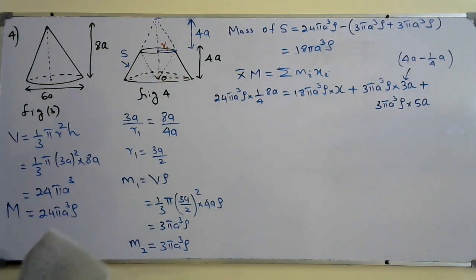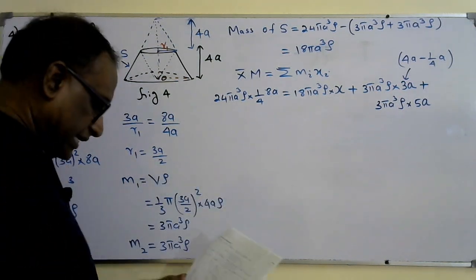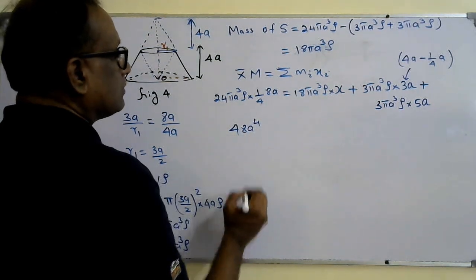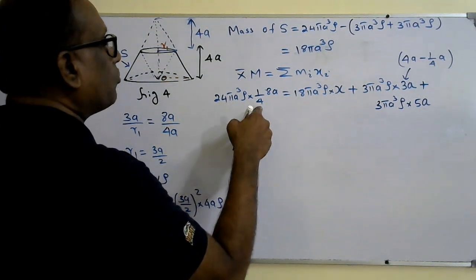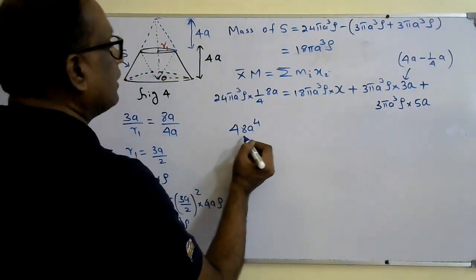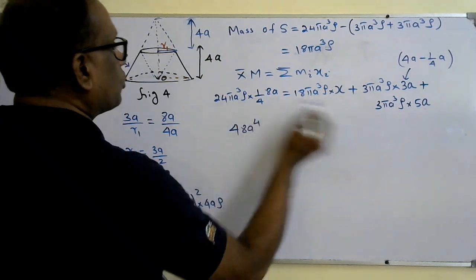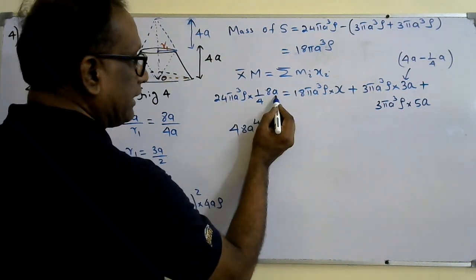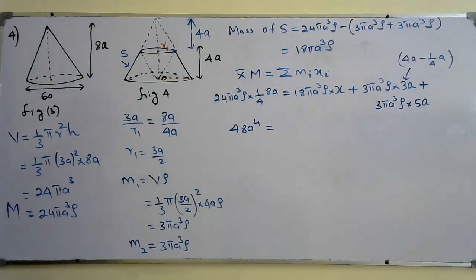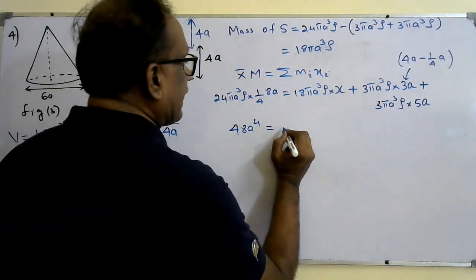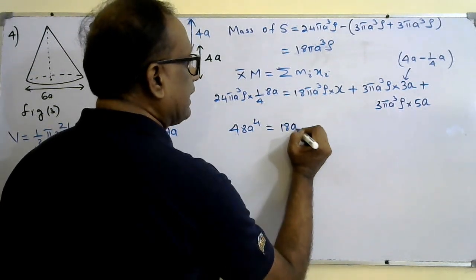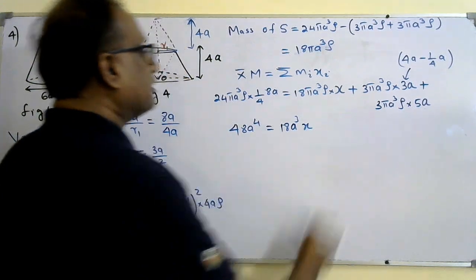So on the left side, if you solve, you will get 48 a to the power 4. That is 24, here 4, this will become 4, 8, 2 into 24, 48. All the pi got cancelled, rho got cancelled, so a to the power 3 into a to the power 4. We got 48 a to the power 4 on the left side. So here that will remain as 18, pi got cancelled, rho got cancelled, 18 a cube x. I need to find the x.